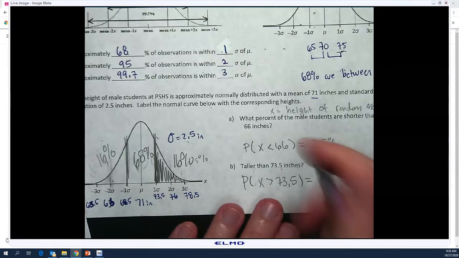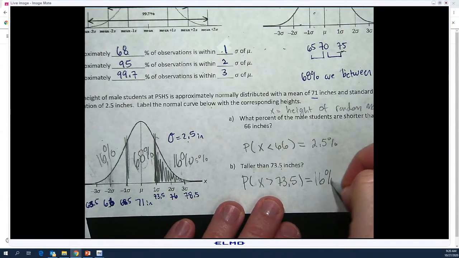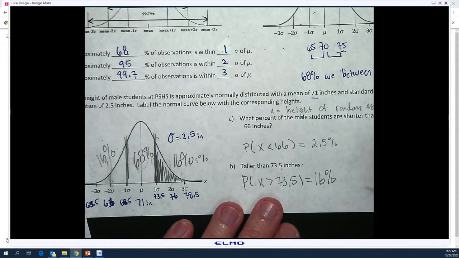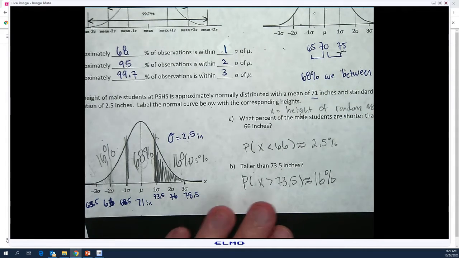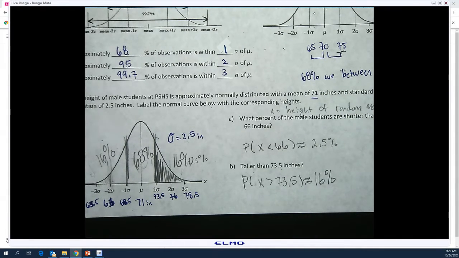So the answer over here is 16%. And really, it's approximately 16%. So if you wanted to, you guys can put little squiggles right there. But I'm fine with putting an equal sign there too. Got a couple more. Let's look at those.